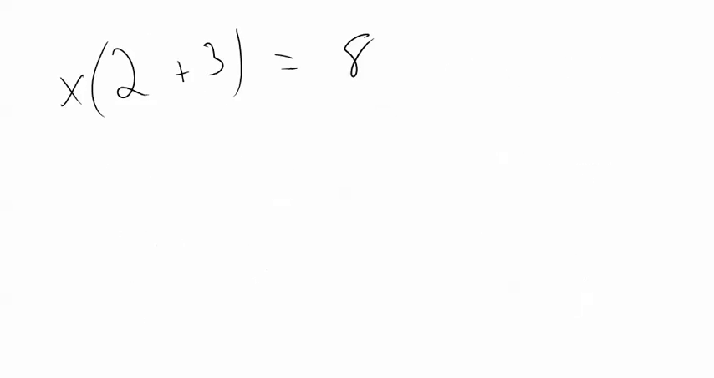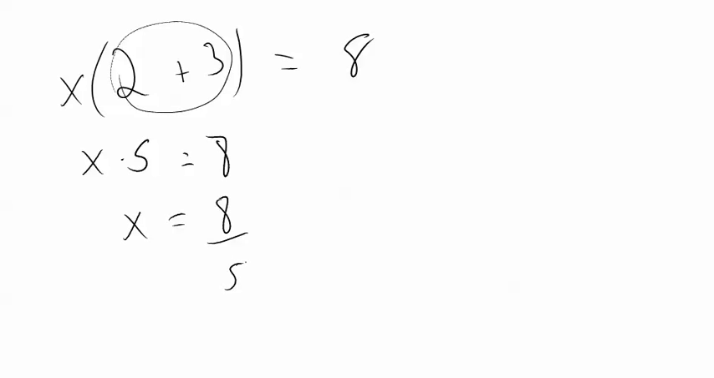You can get more challenging things, something like this. You'll see here that it says x times the bracket 2 plus 3 equals 8. In which case, the first thing you want to do here is solve for the bracket, in which case that's going to be x times 5 is equal to 8. And then x is equal to 8 over 5.